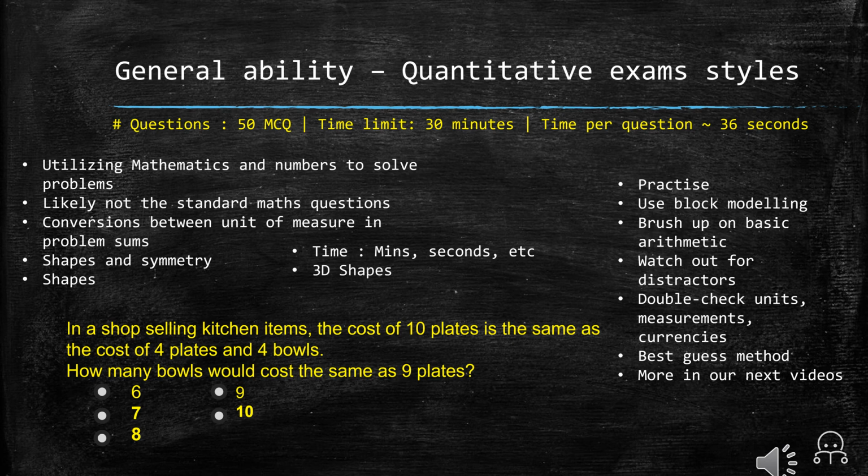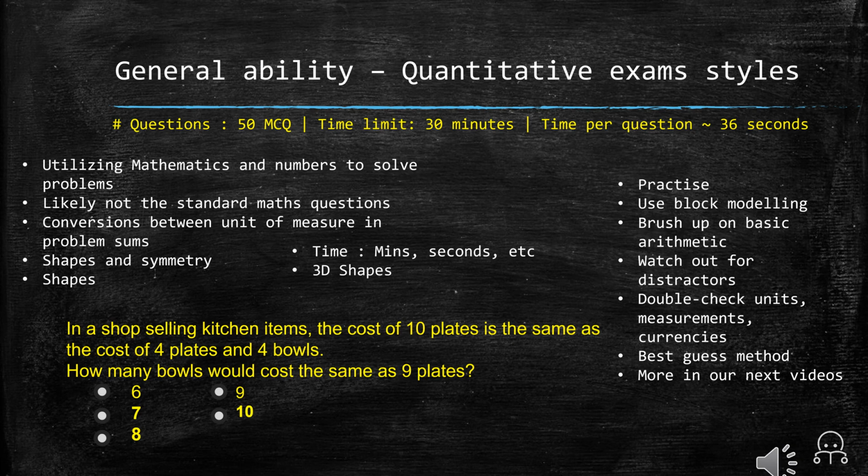General ability quantitative. These questions typically involve numerical operations, problem solving, and mathematical concepts. While the exact questions may vary from year to year, here are some examples of the types of questions that may be included. Typically, they utilize mathematics and numbers to solve problems, likely not the standard types of math questions. They may use conversions between units of measure in problem sums, shapes, symmetry, 3D shapes, conversions between time like minutes, seconds, weeks, years.